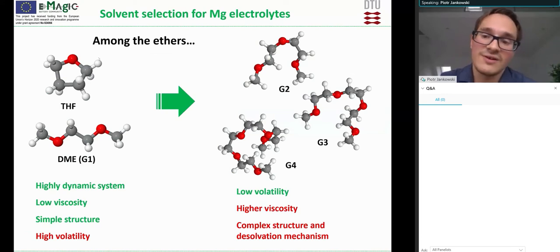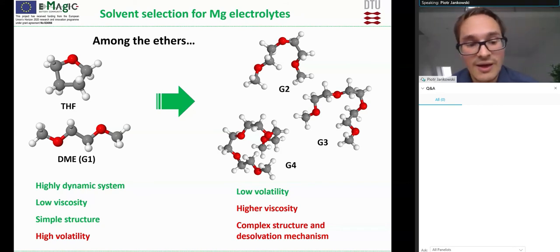And here, first, we noticed that the community usually uses THF or monoglyme, because the solvents are quite simple, creating simple structures that you can easily determine even by XRD. They give high dynamics and low viscosity, but the problem with them is that they also have high volatility, because the boiling point is quite low. So that means if your battery starts to heat up, there could be a very dangerous situation.